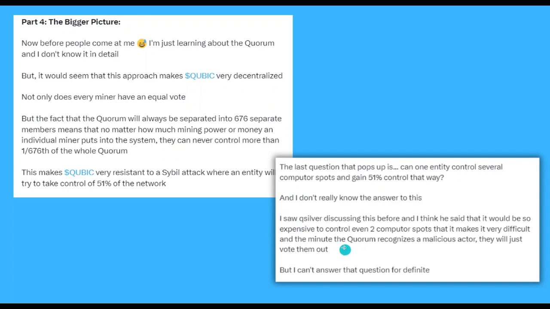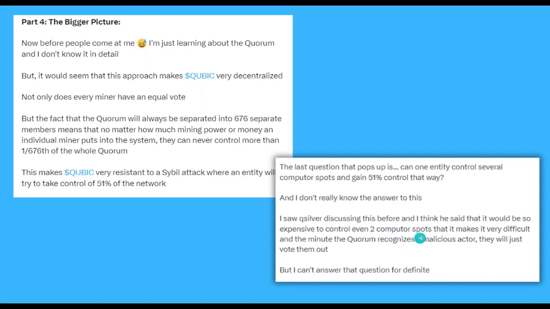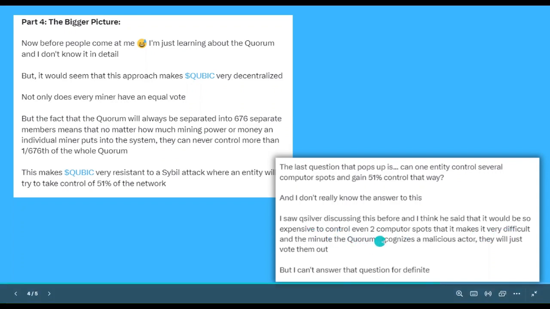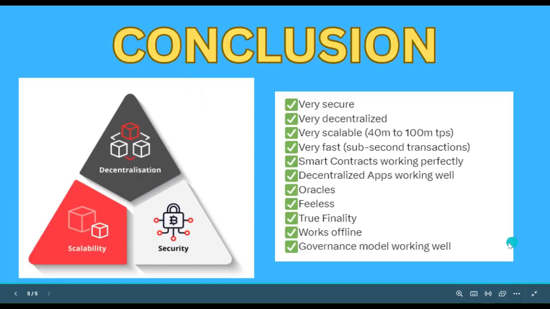But I saw Q Silver discussing this before, and I think he said that it would be so expensive to control even two computor spots that it makes it very difficult, and the minute the quorum recognizes a malicious actor, they'll just vote them out. Then all that money it costs you to get that position in the quorum, you're going to get voted out and have wasted, probably millions of dollars. But I can't answer this for definite, is what's really important there.